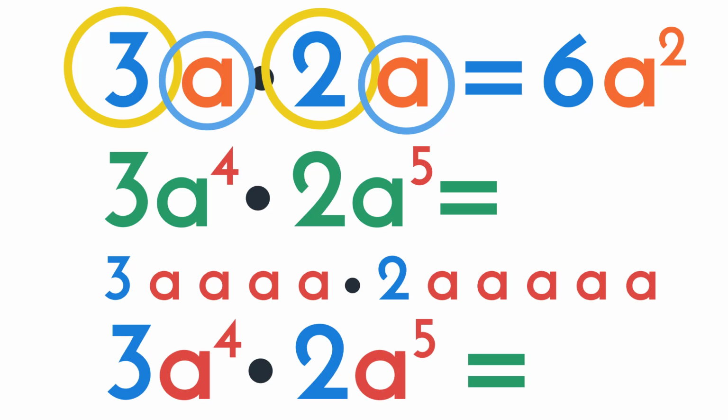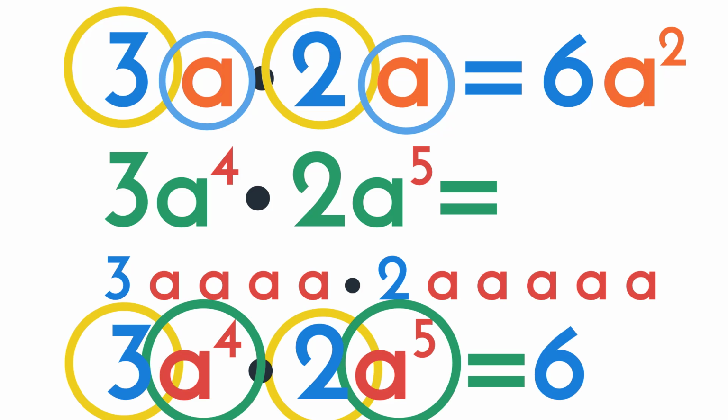So 3a to the power of 4 times 2a to the power of 5 is 6a to the power of 9. Notice that we get a to the power of 9 by just counting how many a's are multiplied altogether. In this case, we have 9 a's. So the result of the multiplication of 3a to the power of 4 times 2a to the power of 5 is 6a to the power of 9.